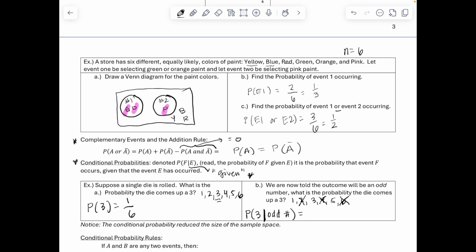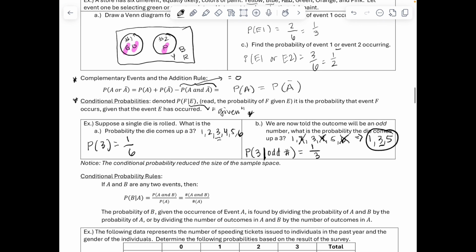And so what happens now is that instead of there being a total of 6 different things, we now only have 1, 3, and 5 that it could have landed on. So this means that the denominator is going to be 3, because there's 3 different numbers that we have to choose from. And rolling a 3, there's only one of those, so 1/3. It says, notice the conditional probability reduces the size of the sample space, so the denominator got smaller.